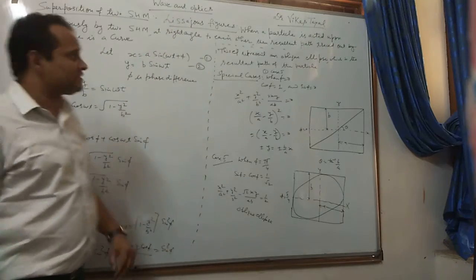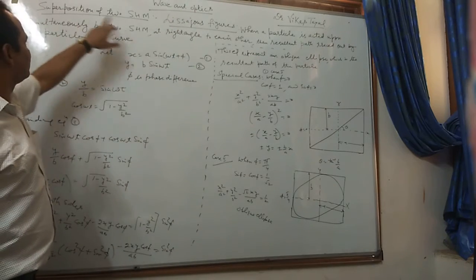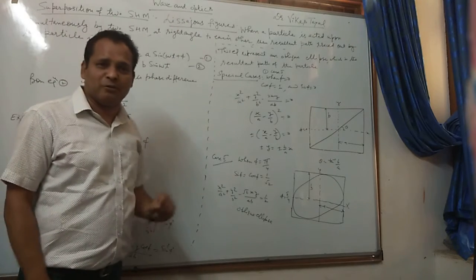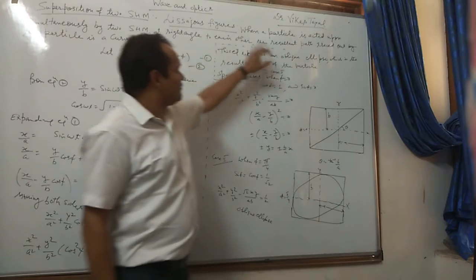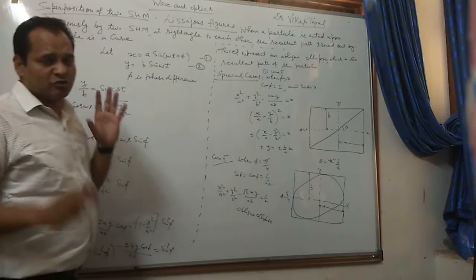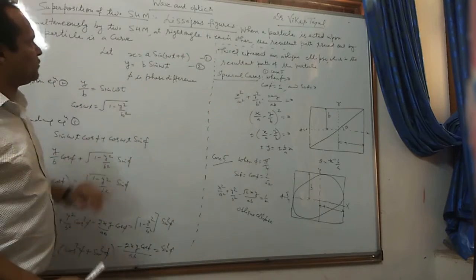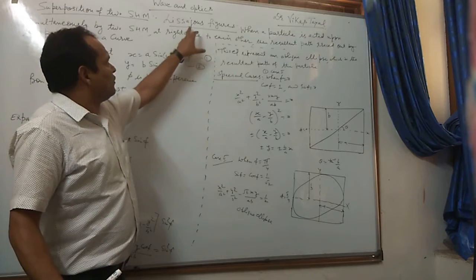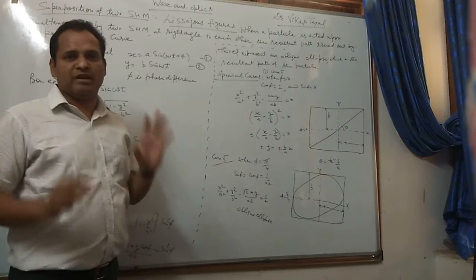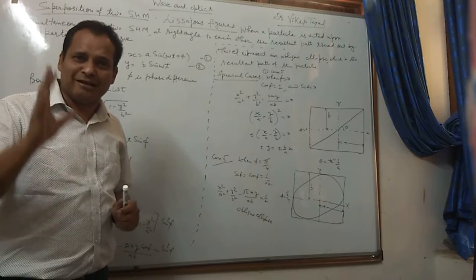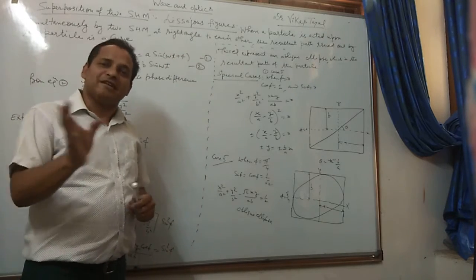Waves and optics, and the chapter is superposition of two simple harmonic motions. What is the meaning of the superposition of two simple harmonic motions? In that case, we will learn the Lissajous figure. So first of all, we have to know what the meaning of the Lissajous figure is.